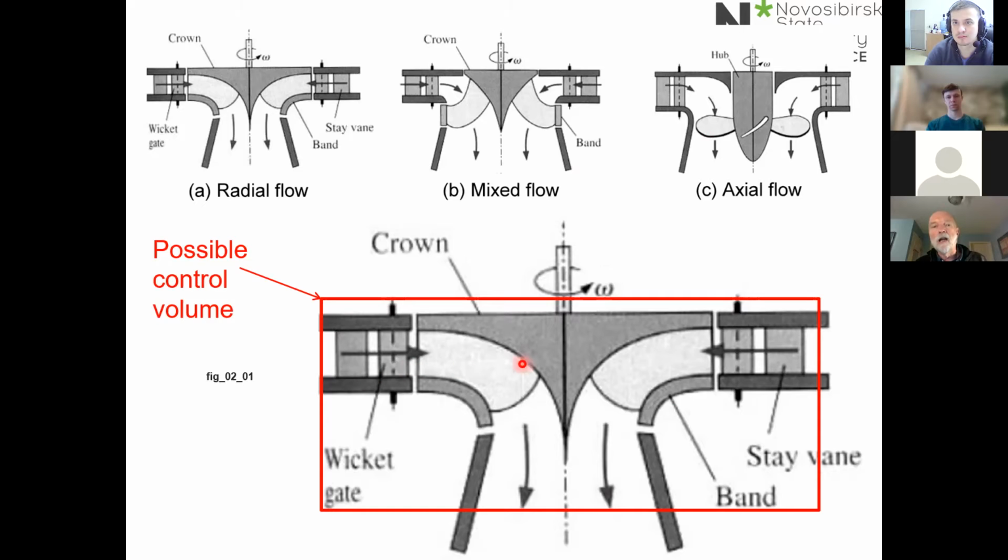If we're going to analyze any one of those turbines, a possible control volume I've drawn in the bottom of the slide there. So what you would do would be to look at the mass coming into the control volume, the mass coming out of the control volume, the angular momentum coming in, the angular momentum coming out, and say the energy coming in and out.